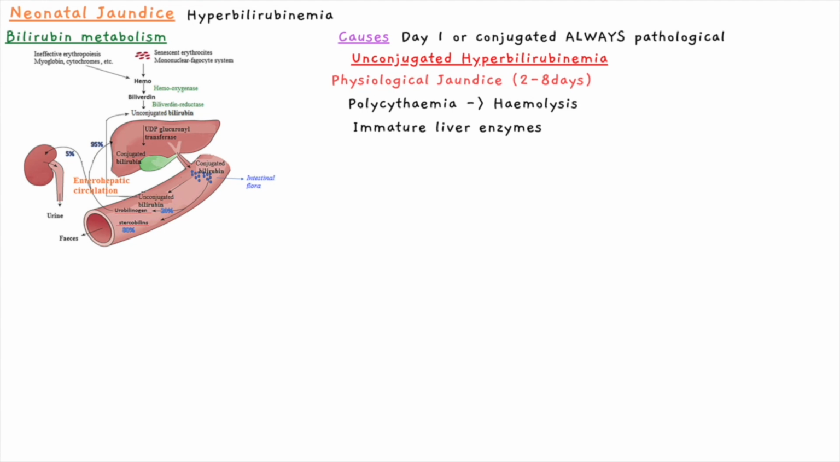And this is normal because a baby is born with polycythemia, so too many red blood cells, and the body, or the spleen specifically, needs to break this down via hemolysis. Also, liver enzymes that do conjugation are immature, so not working at their full extent.